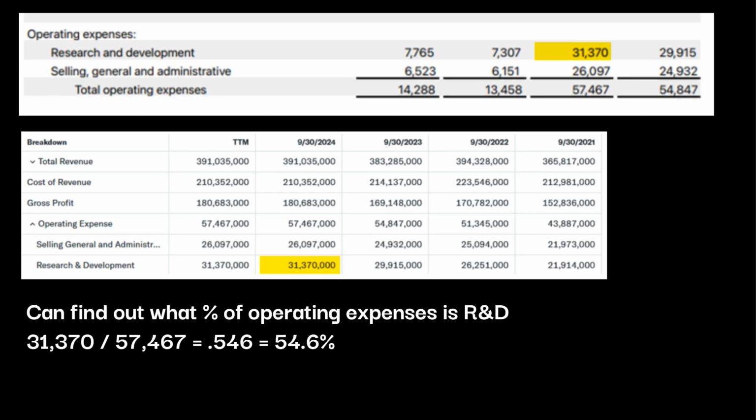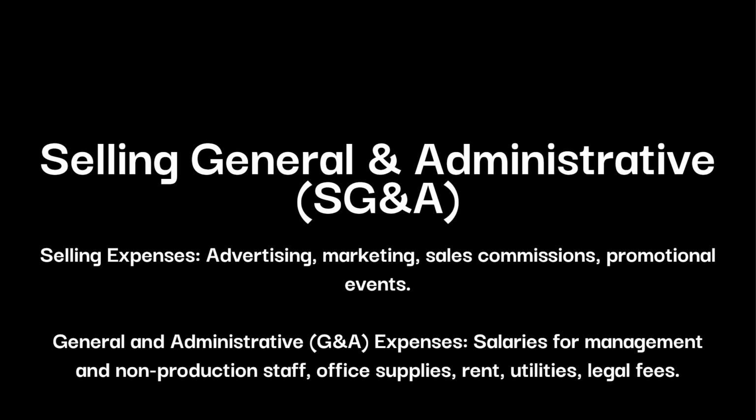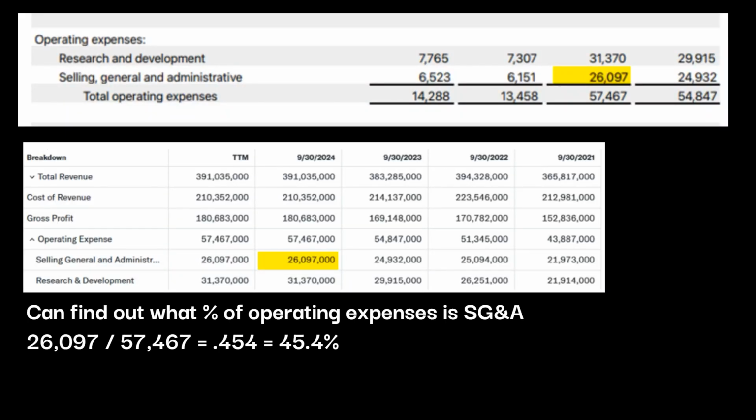Engineers are expensive to pay. Next, you have selling, general, and administration. You'll see this abbreviated as SG&A. So selling expenses: advertising, marketing, sales commissions, promotional events. General and administration, right? You'll see this as G&A. Salaries for management and non-production staff, office supplies, rent, utilities, and legal fees. This is sometimes separated out, sometimes it is combined together. And you can see also, they're both operating expenses, but in sort of different locations on these, right? A different order. And again, you can find the percentage, right? 26,097 divided by 57,467, you get 45.4%.